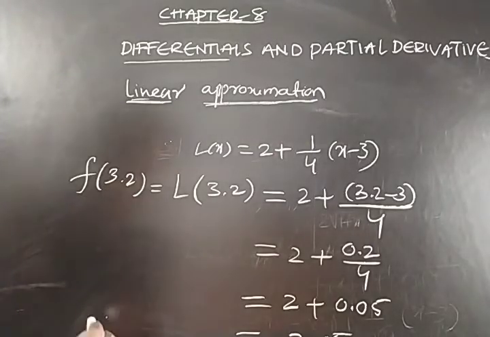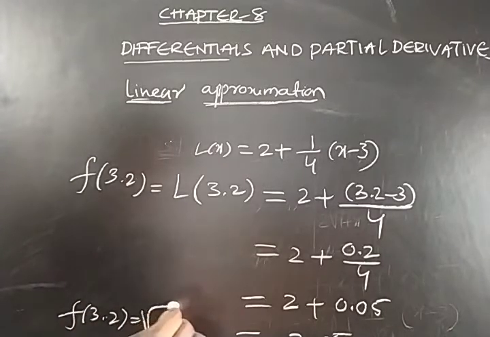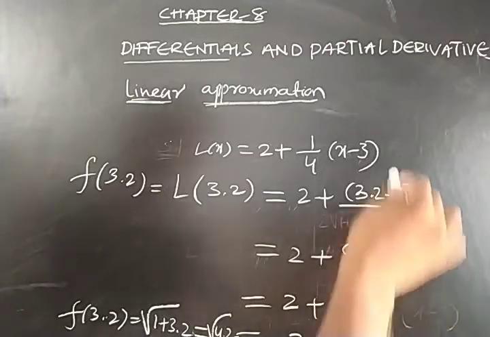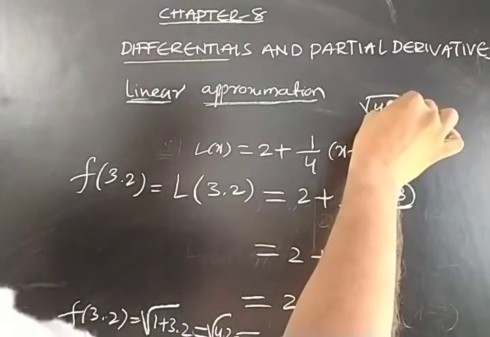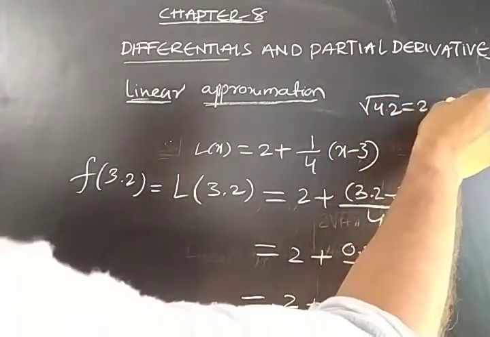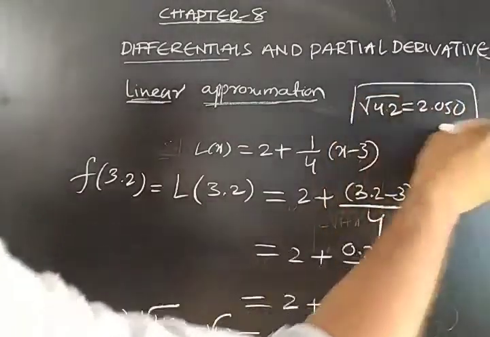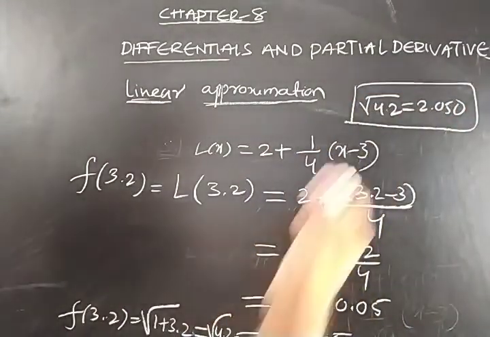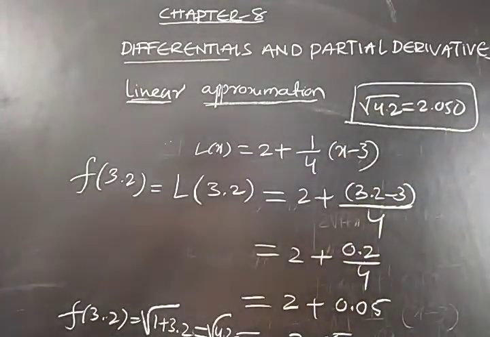This is the approximate value of f of 3.2, which is root of 1 plus 3.2, equal to root of 4.2. Therefore the approximate value of root of 4.2 is 2.05. So using the linear approximation I got the value of root 4.2 as 2.05.